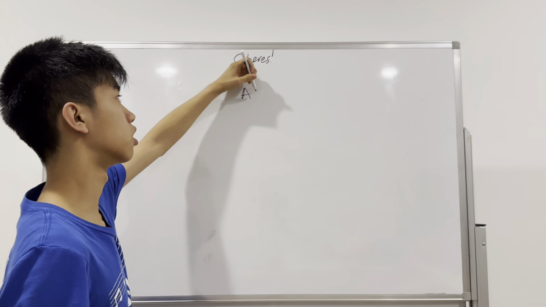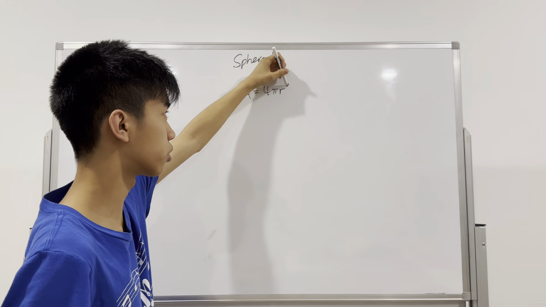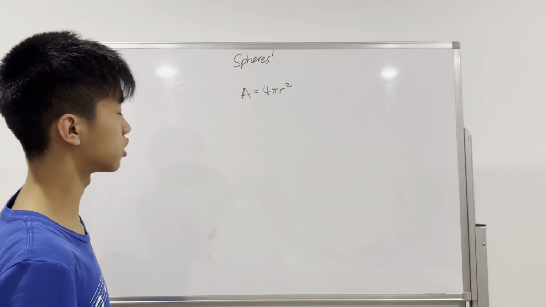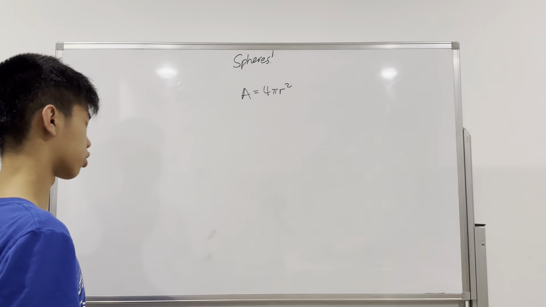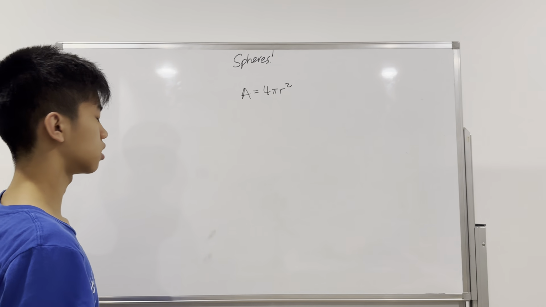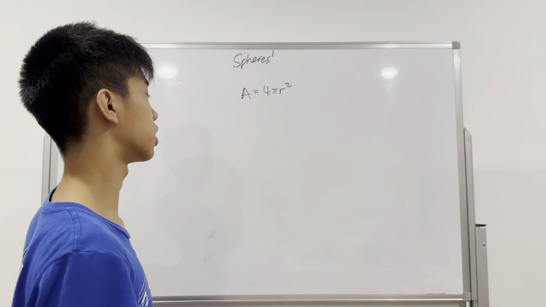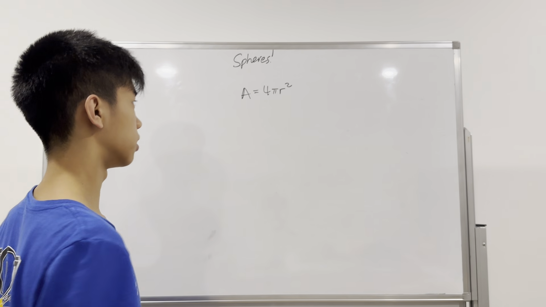So in this video I'll be deriving the formula for the surface area of a sphere. In a standard geometry class you'll probably have learned that the surface area of a sphere is 4 pi r squared, but you were never given an explanation for why. Well, in this video I will present a calculus based derivation, not a proof, but a derivation for this formula.